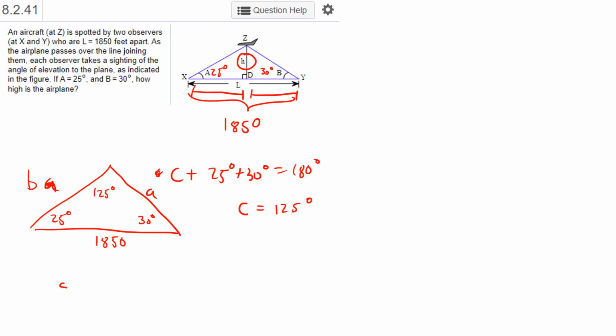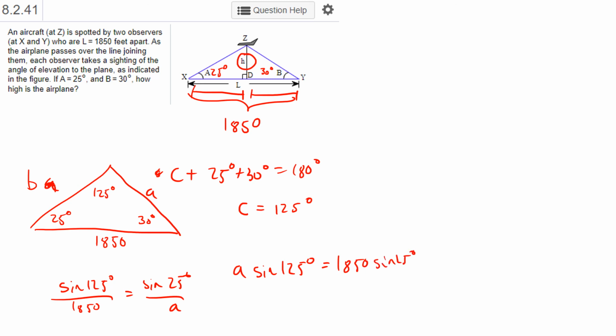Setting up the law of sines, we get that the sine of 125 degrees over 1,850 is the sine of 25 degrees over A. Okay, cross multiply. A times the sine of 125 degrees is equal to 1,850 times the sine of 25 degrees. Divide by sine of 125 degrees. A is 1,850 times the sine of 25 degrees over the sine of 125 degrees. And because I happen to know later in the problem we're going to need to do further computations with this, I am going to go ahead and get a 2 decimal point approximation for this.